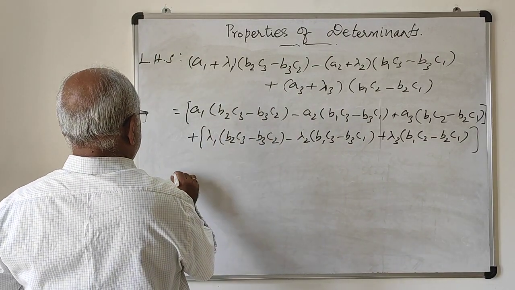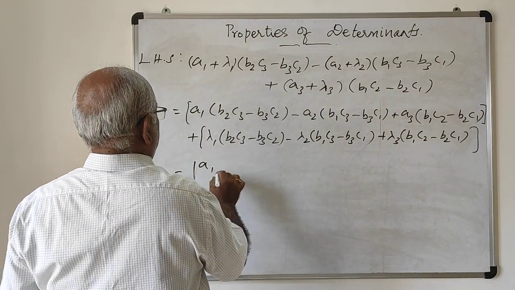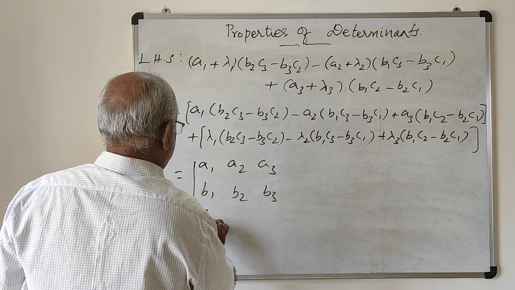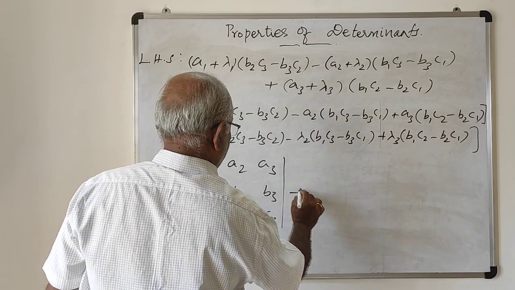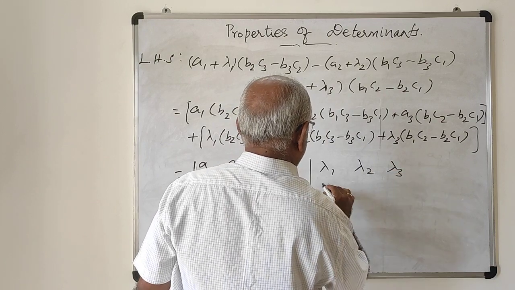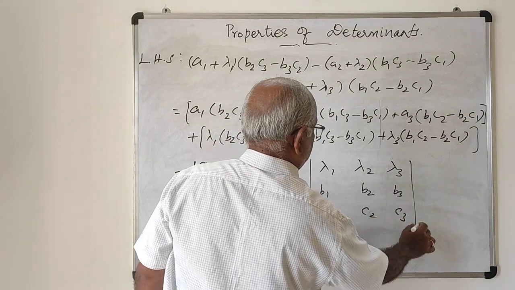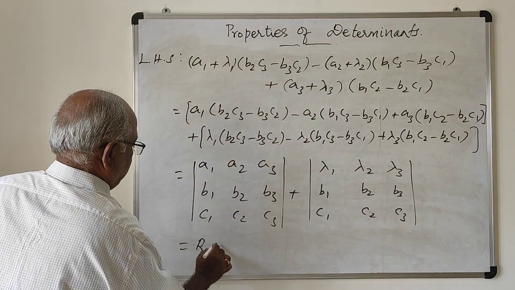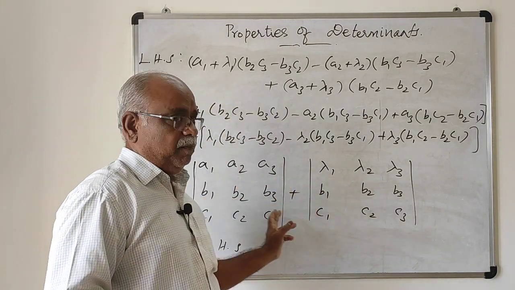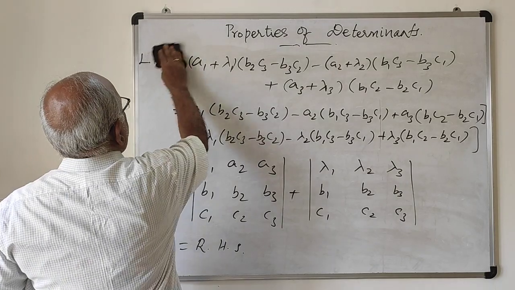The first expression is nothing but the expansion of the determinant with rows A1, A2, A3; B1, B2, B3; C1, C2, C3, and the second is the determinant with rows lambda 1, lambda 2, lambda 3; B1, B2, B3; C1, C2, C3, which is equal to the right answer. So, a sum of two elements of the first row can be split into a sum of two determinants. That is property 5. Okay, that's all. Next.